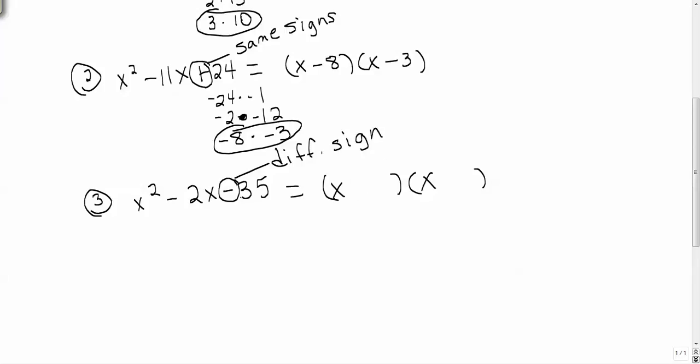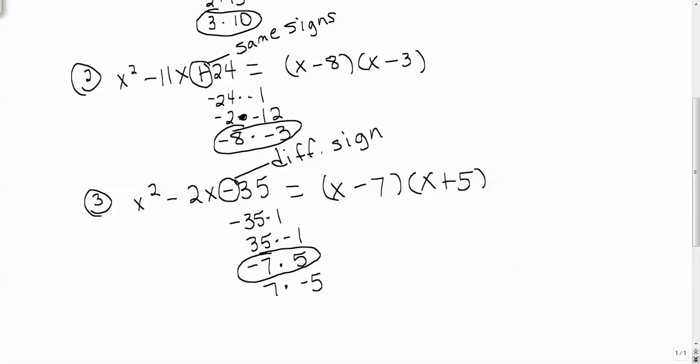So let's see, to get negative 35 with different signs, it could be negative 35 times 1, or 35 times negative 1. Or it could be negative 7 times 5, or 7 times negative 5. And which one of these add up to negative 2? Well, that would be the negative 7 and 5. If you add negative 7 plus 5, that would give you the negative 2. So that would factor into x minus 7 times x plus 5. And on any of these problems, you could go back and multiply it out, FOIL it, to check your answer to make sure you got it correct.